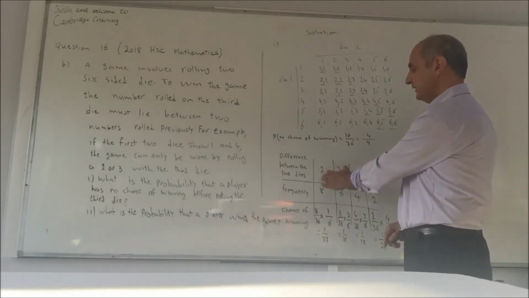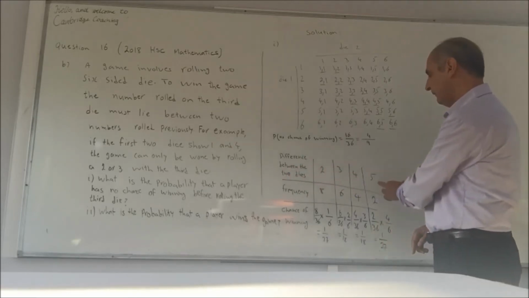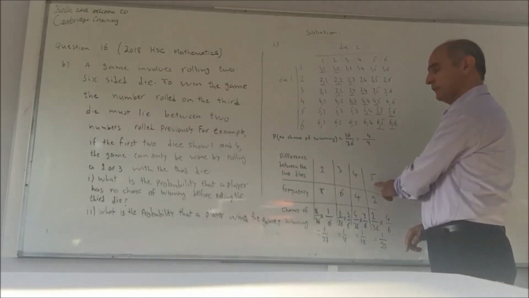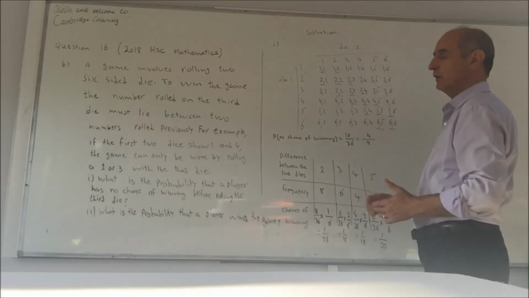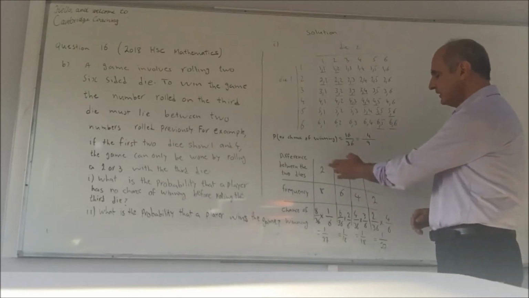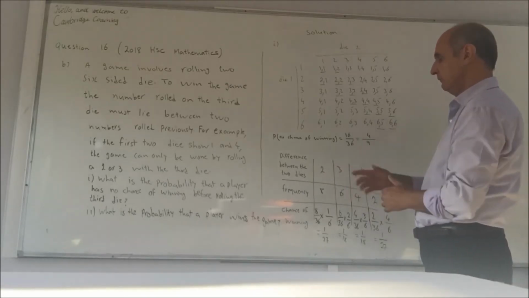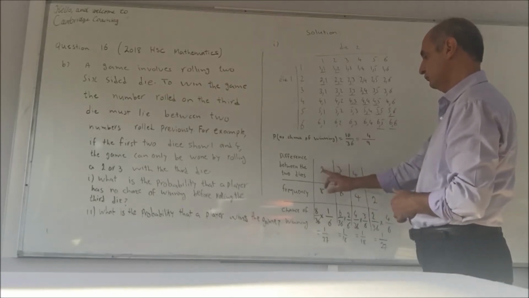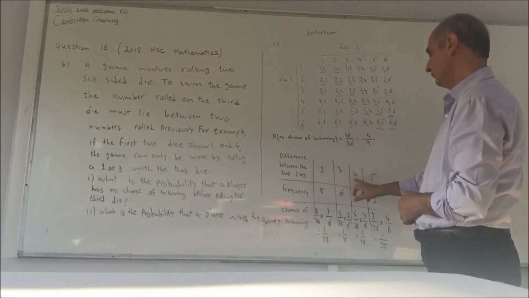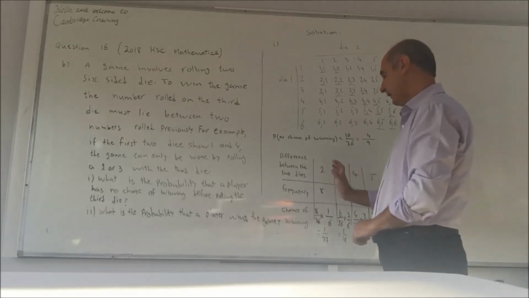As I said, for anything less than 2, the difference will be 1 and there is no number between them. And we cannot have a difference which is larger than 5 because we have only numbers 1 to 6. So if the difference between the two numbers we are throwing is 2 or 3 or 4 or 5, we have a chance of going to the next round and winning.